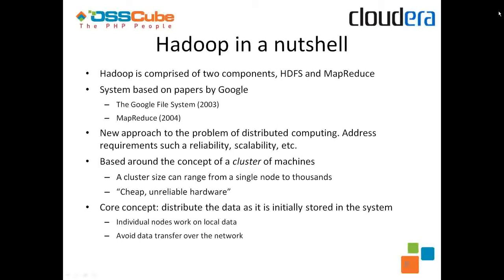Basically Hadoop is comprised of two components, HDFS and MapReduce. HDFS stands for Hadoop Distributed File System. This is the file system where you will store your files onto the cluster. And MapReduce is a framework to process the data that sits on this file system. It's based on papers by Google.